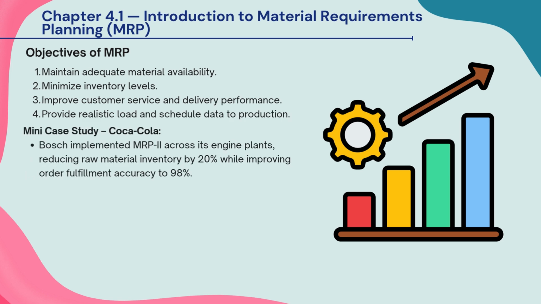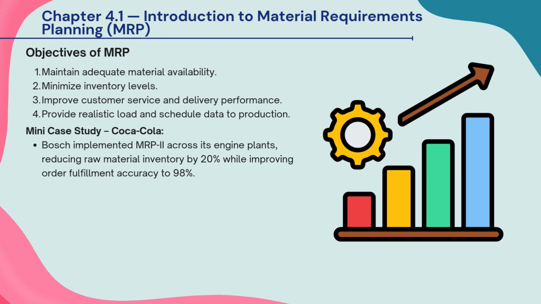This slide covers the key objectives of MRP: ensuring material availability, reducing excess inventory, improving delivery performance, and giving accurate scheduling data. The mini case shows how Bosch used MRP to cut inventory by 20% and boost order fulfillment to 98%, demonstrating the real-world impact of effective MRP.